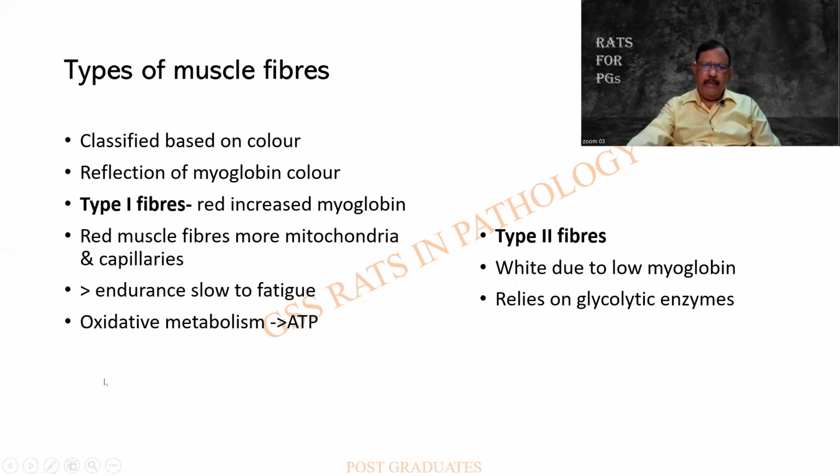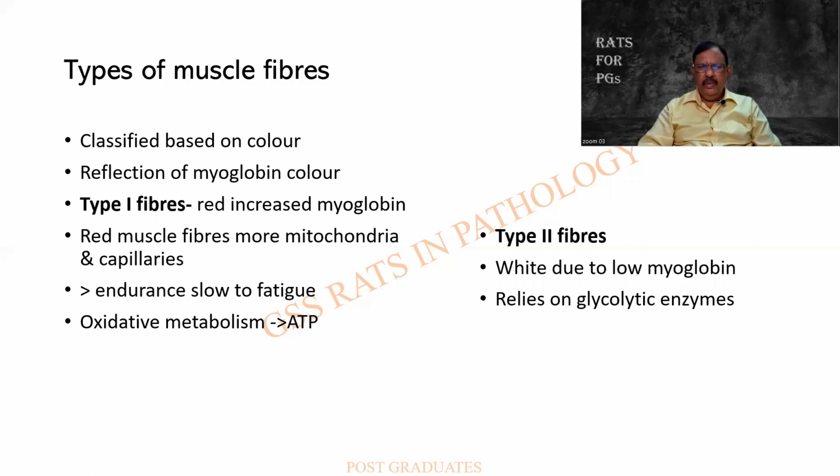So in type 1 fibers, I find that the fibers are red in color because they contain more amount of mitochondria and more amount of capillaries. They have got a greater endurance and they are slow to fatigue. That means they can withstand the pressure for a longer time. Oxidative metabolism, rather, leads to increased amount of ATP. So this is about the type 1 fibers.